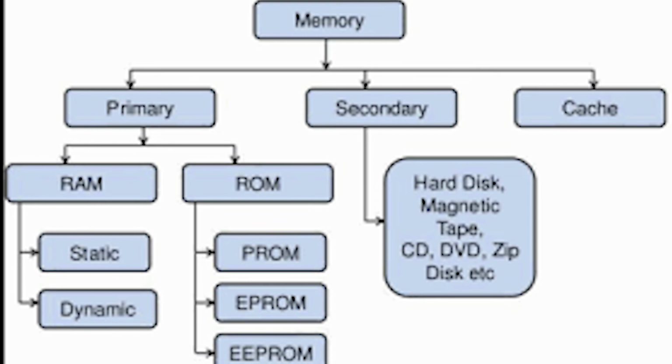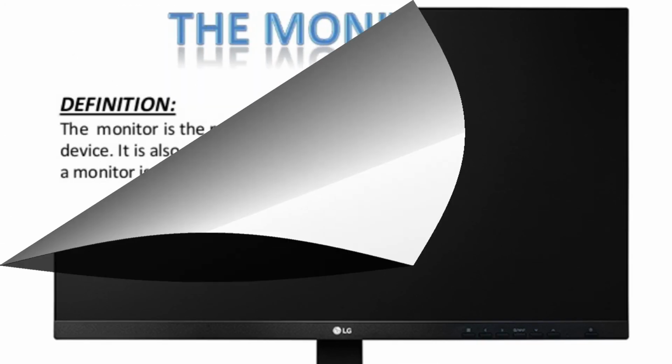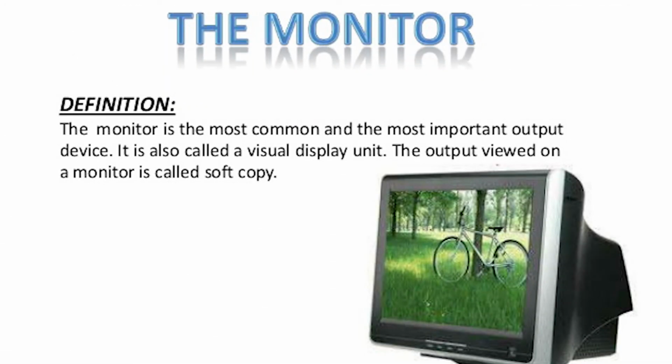Next, we are going to see about output devices. The first output device is the monitor. A monitor looks like a television. It shows the text and pictures that you give to the computer in the form of input. It also shows the result after the computer finishes processing. The finished process that can be seen on the screen is called a soft copy.